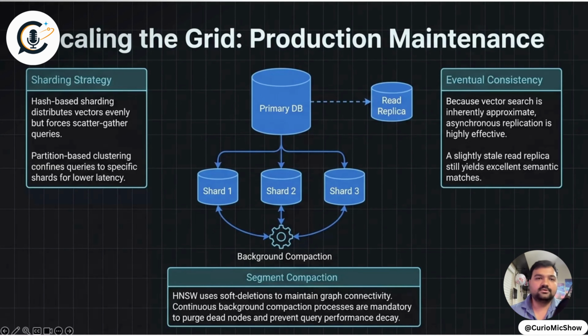The third is background compaction. HNSW often uses soft deletion to maintain graph connectivity. But if dead nodes pile up, query performance can degrade. So background compaction is mandatory.